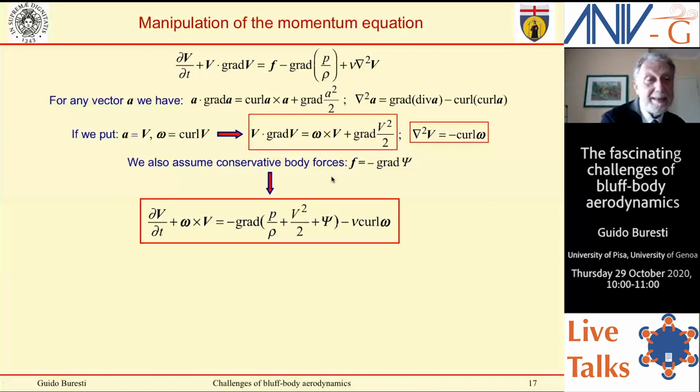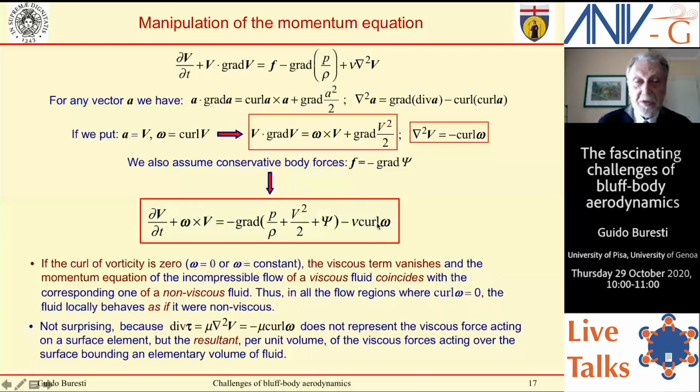And so what I get is the most important equation for incompressible aerodynamics. In this equation, everything is contained, everything. And you see in a moment, first of all, obviously, if the curl of vorticity is 0, so you don't even need vorticity to be 0, but it to be constant, for instance, the viscous term vanishes in the momentum equation. So the momentum equation of incompressible flow of a viscous fluid coincides with the corresponding one of a non-viscous fluid. So in all regions where the curl of vorticity is 0, the fluid locally behaves as if it were non-viscous.